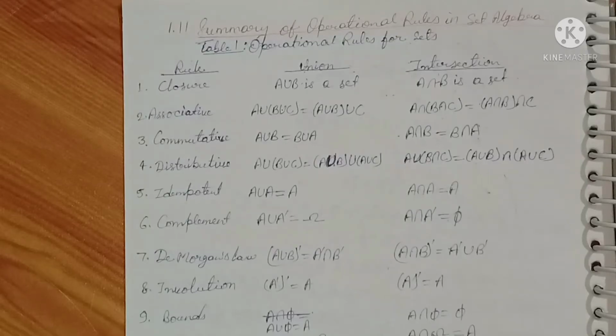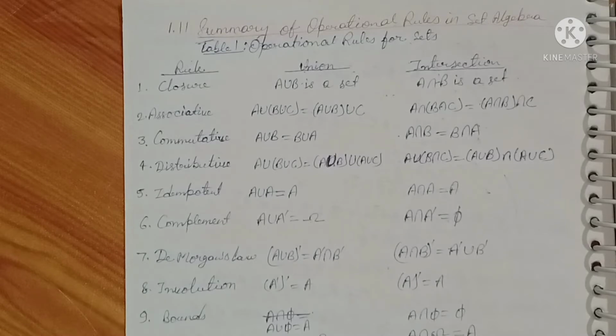Hello friends, in this video I will explain some rules related to set algebra and boolean algebra, and Cartesian product. Okay, so let's start. So the first thing I'm going to explain is the rules of sets, which I have already explained here.